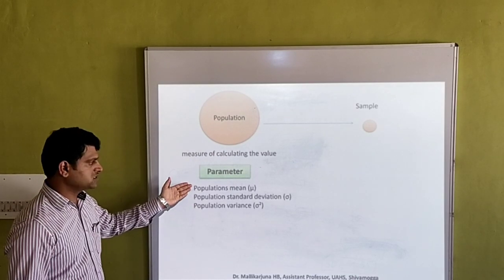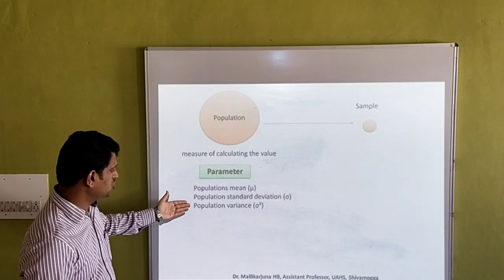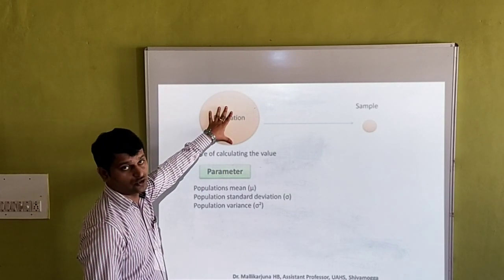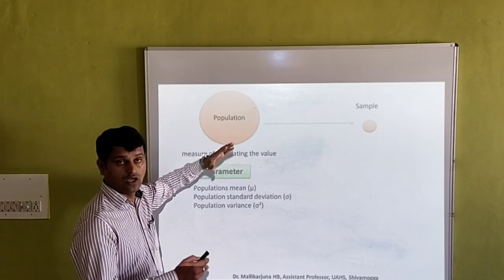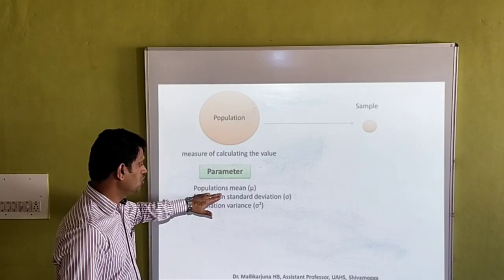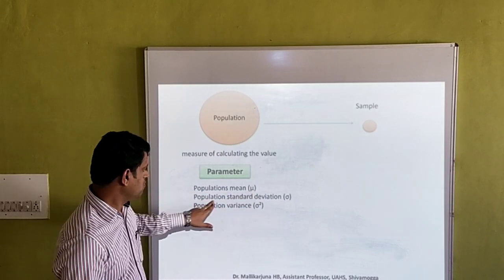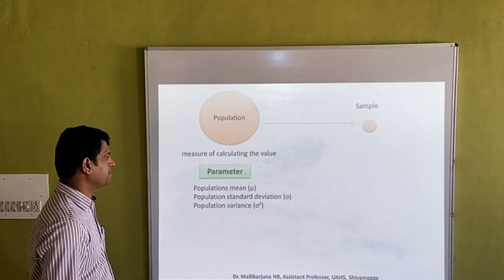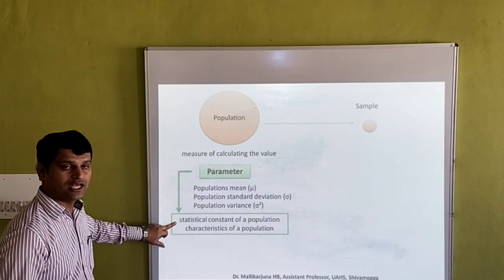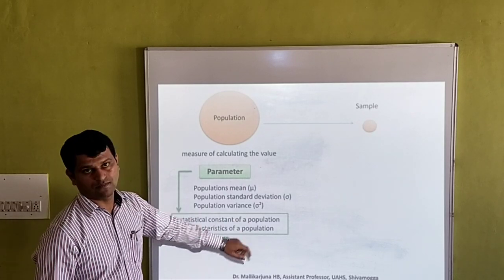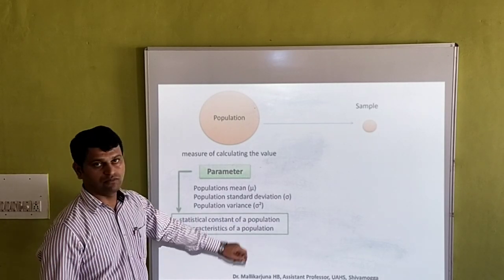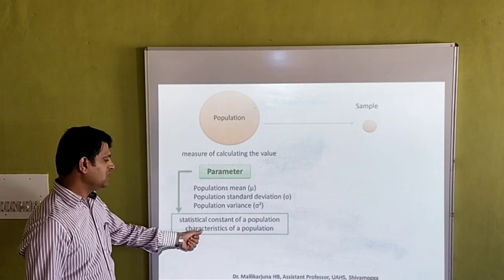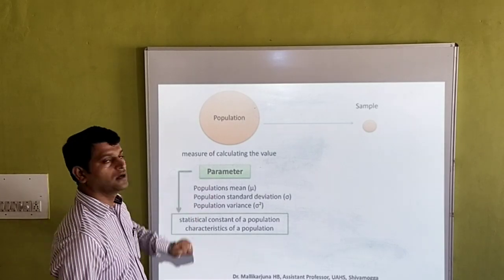So these are the parameters: population mean, population standard deviation, population variance. For the whole set of observations, I should not leave out any observations. The entire set of observations must be included to find the population mean, mu, population standard deviation, sigma, and population variance, sigma square. This parameter is also called a statistical constant of a population or a characteristic of a population. If I say statistical constant of a population mean, that's a parameter. If I say characteristic of a population, that is a parameter.